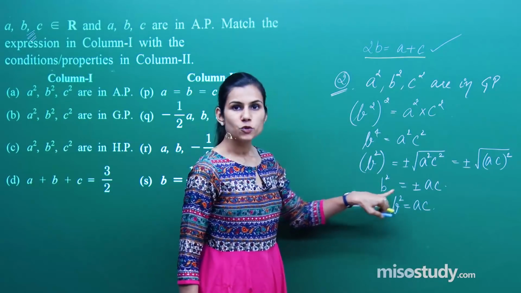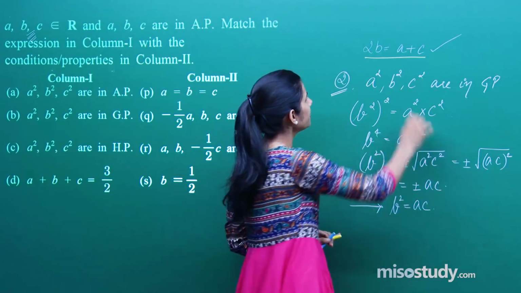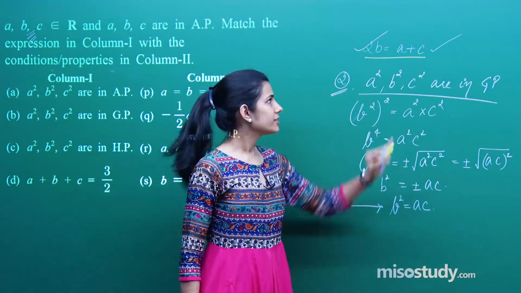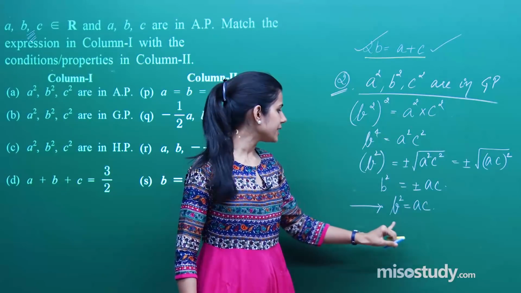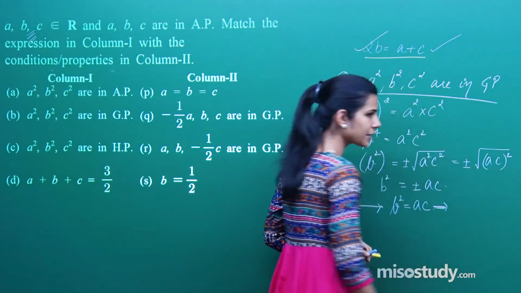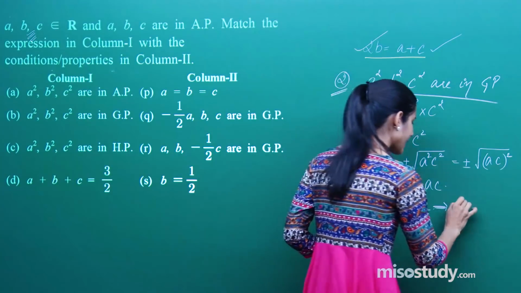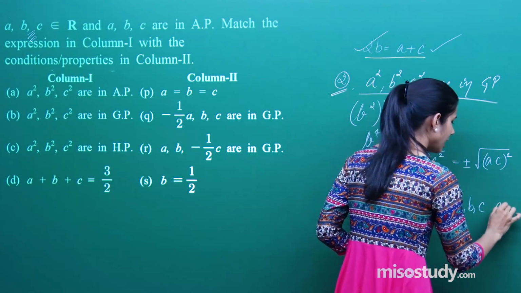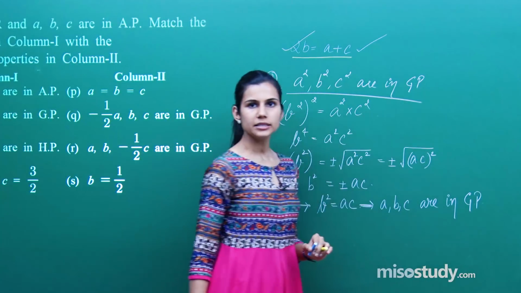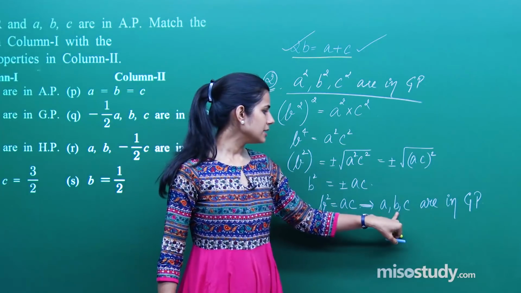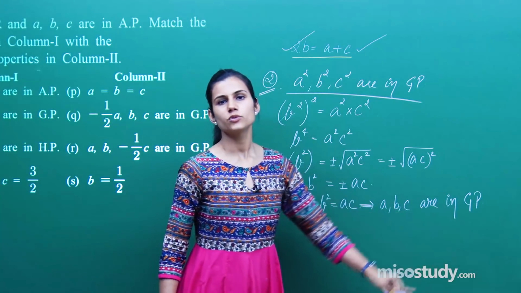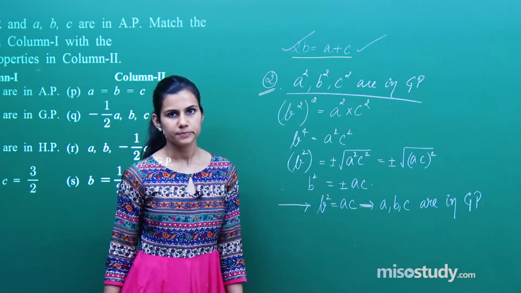The fact that B square is equal to AC, when you are already given that 2B is A plus C and A square, B square, C square are in GP. With these two as given conditions, you are obtaining that B square is the same as AC, which means what? What do you mean by B square is the same as AC? This means A, B, C are in GP, isn't it? When the square of the middle term is the product of the first and the third, you say that this is a sequence which is a GP, that is geometric progression.